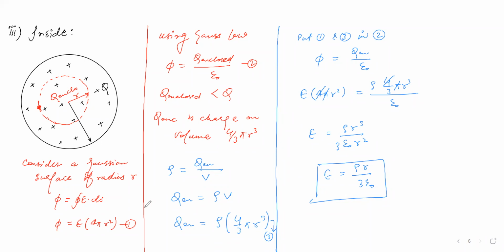All right. And now, once again, we are going to write all of the 3 equations which we have calculated till now. We have E outside is rho R cube over 3 epsilon naught R square. The second one, E at the surface is rho R over 3 epsilon naught. And in the last, E inside is rho R over 3 epsilon naught. Are you clear or not?